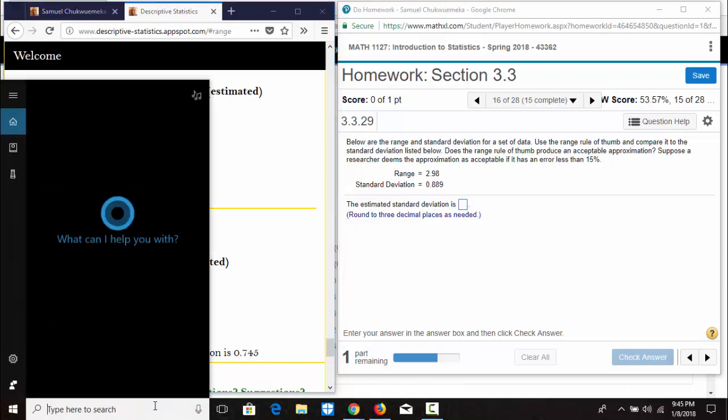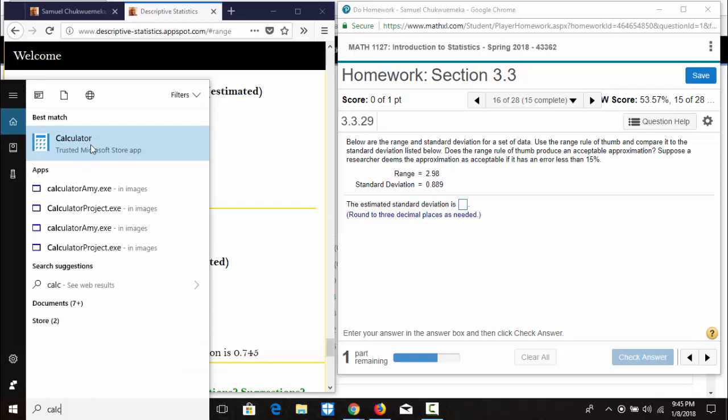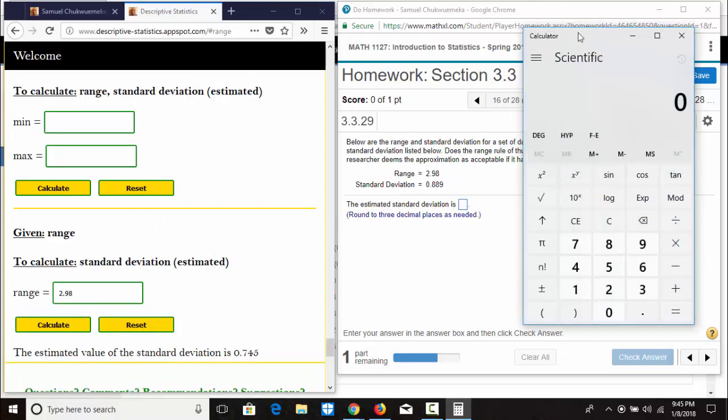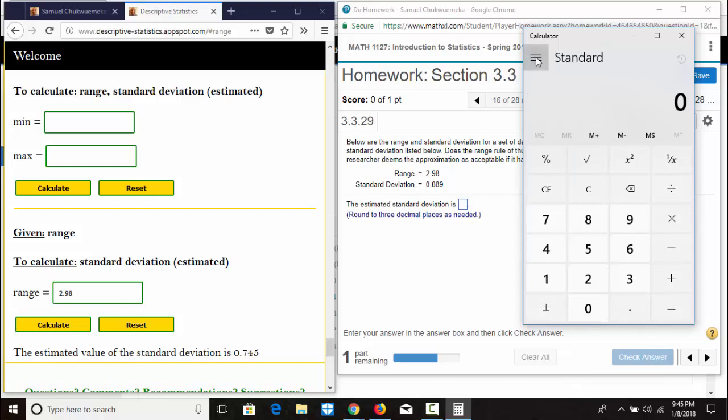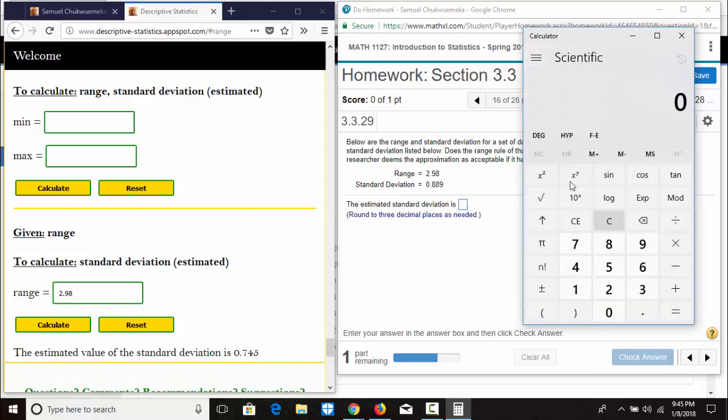Let me pull up a calculator. I'm going to type in calculator here. Initially, when you type calculator, you might see it in standard. So just click here and put it in scientific. So the error is 0.889 minus 0.745. The error is 0.144. You now divide it by 0.889, and then you multiply by 100. Or you can multiply by 100 and then divide by 0.889. Whichever you want to do, it doesn't matter.